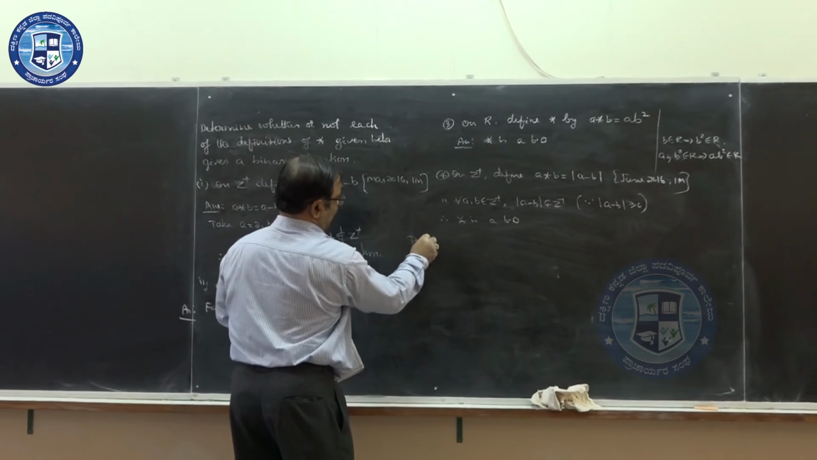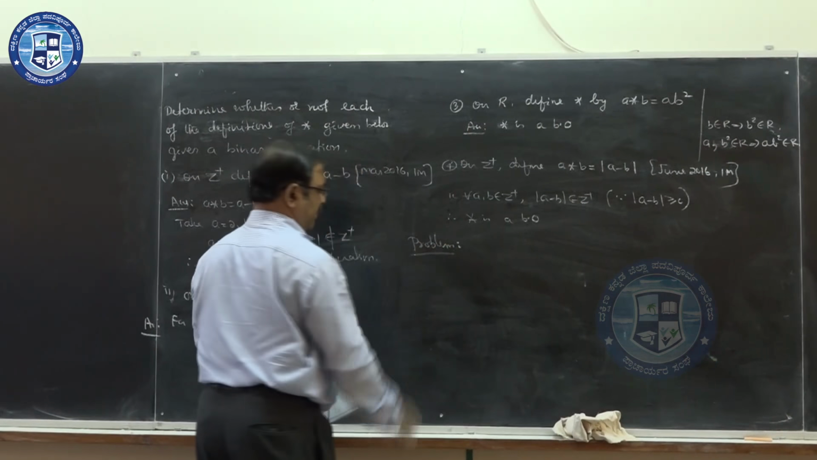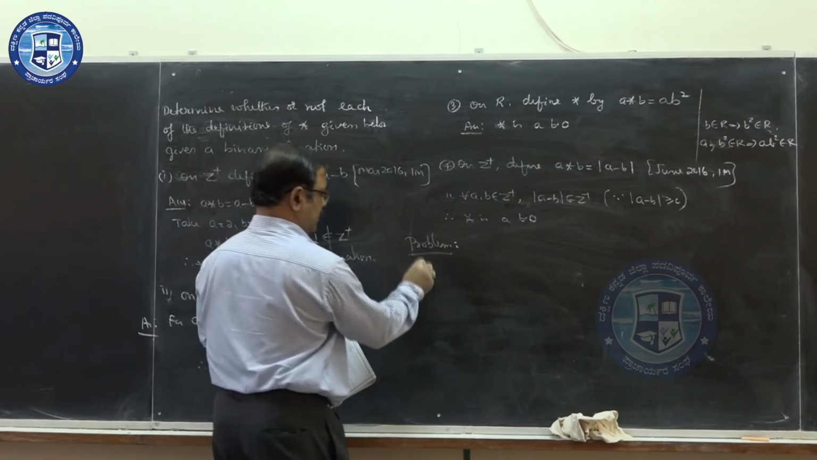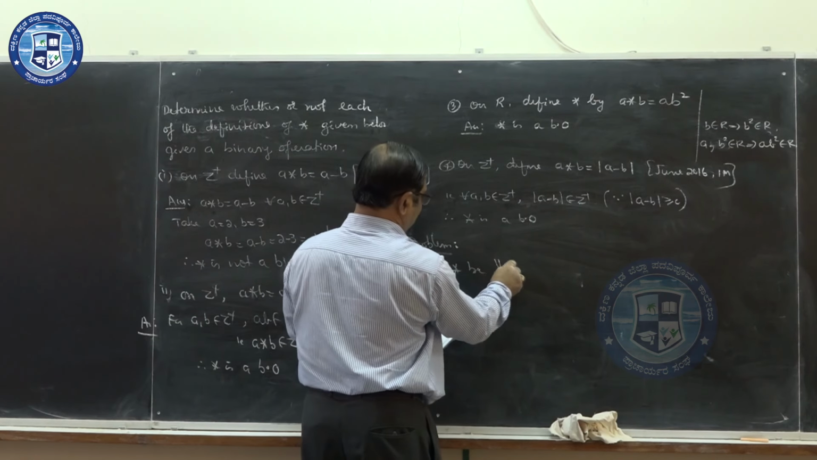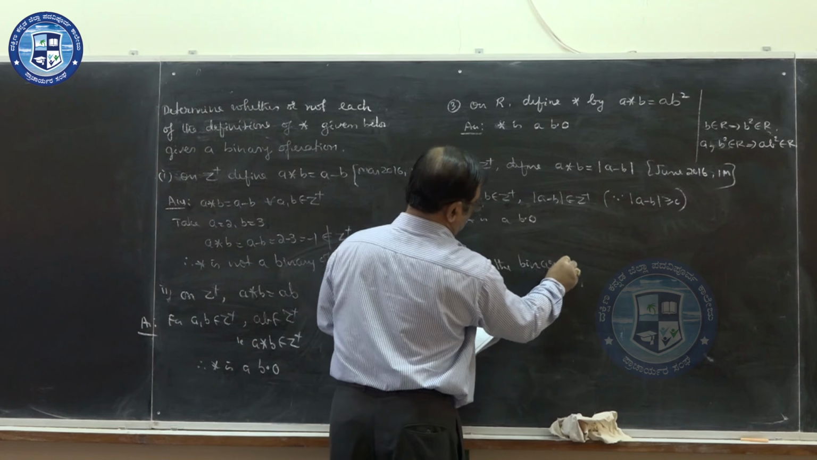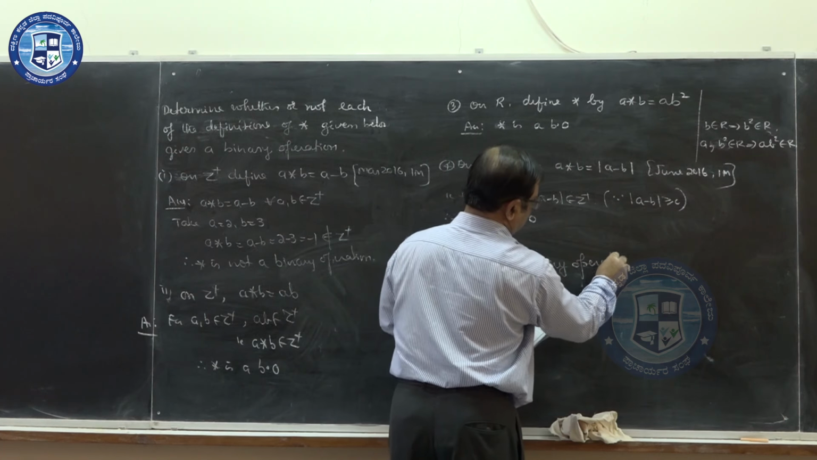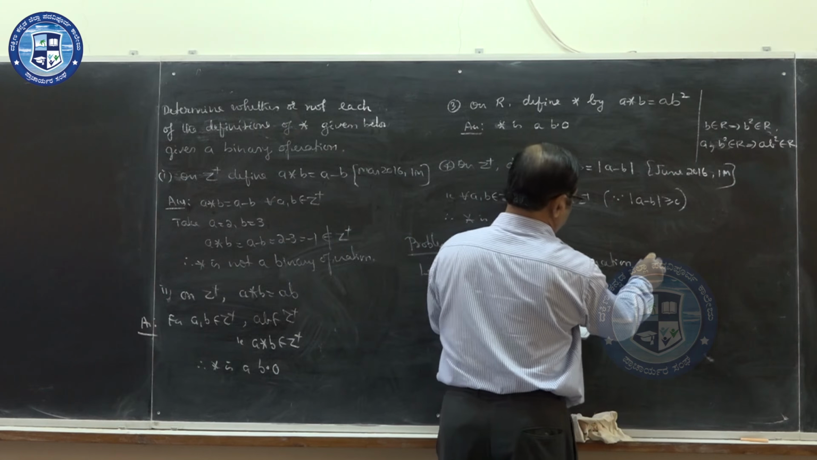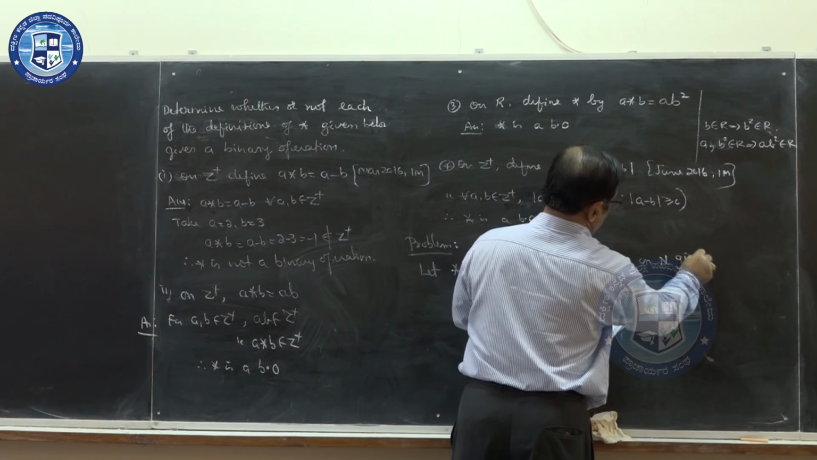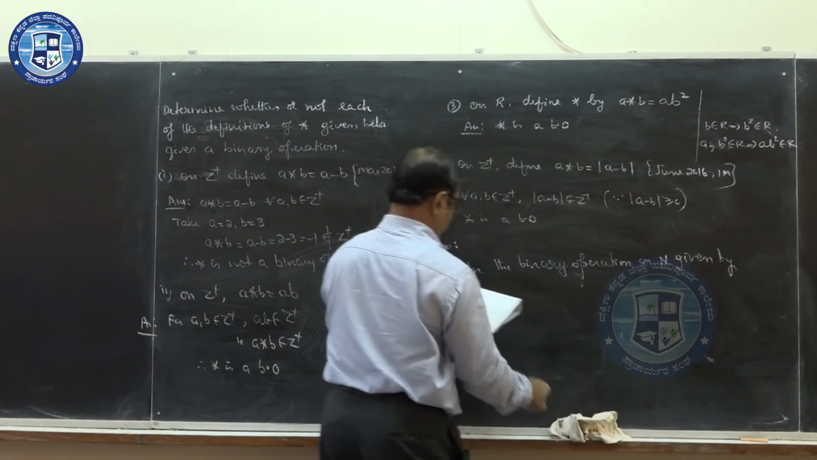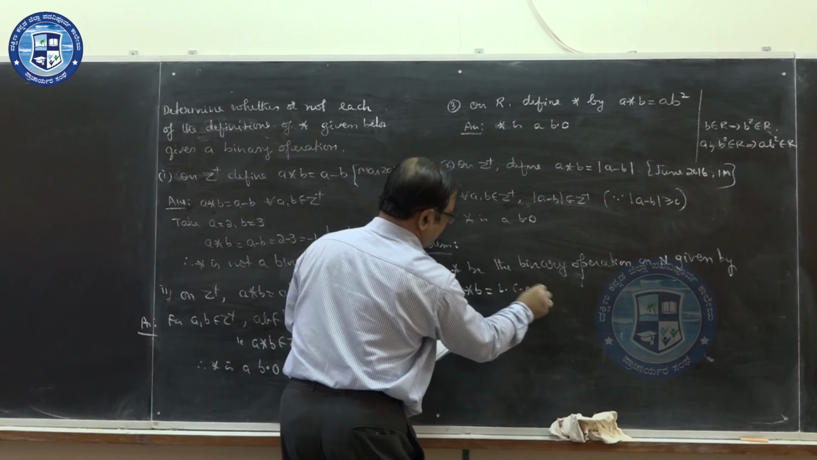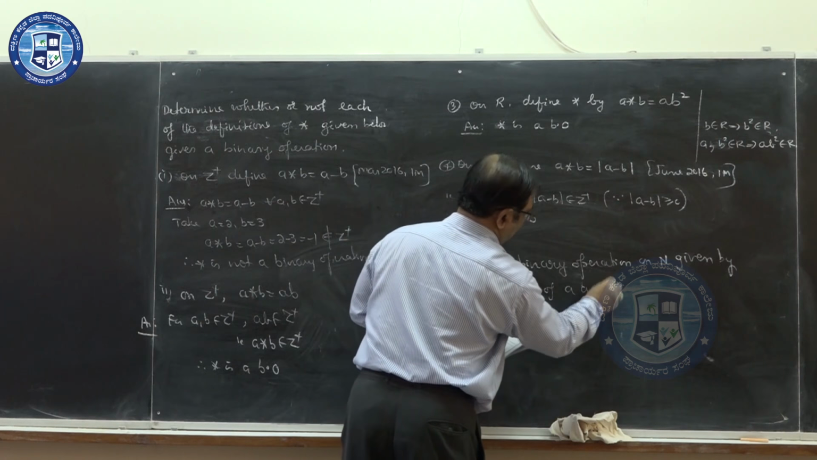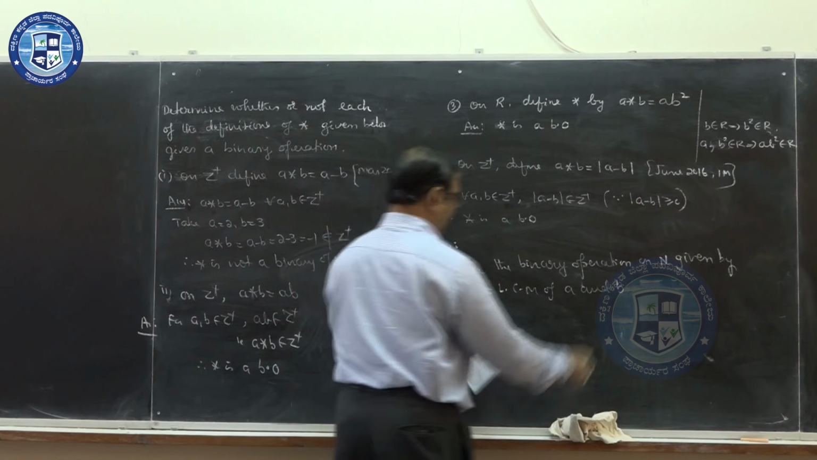See, I will write one more example. Let star be the binary operation on N given by A star B equal to LCM of A and B. Find.